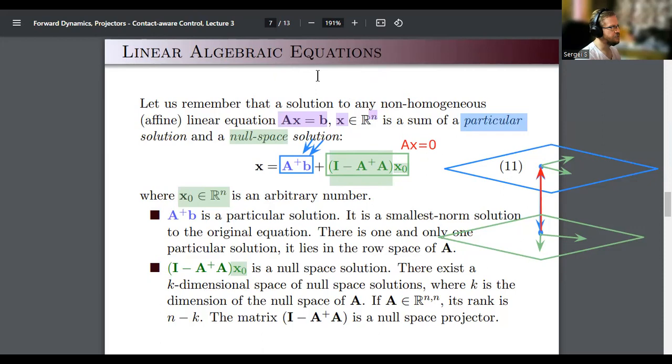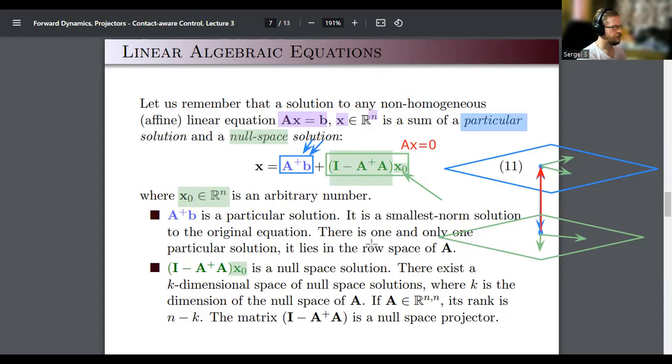With this form, the one downside is you can put infinitely many different x0 that will produce exactly the same null space solution. So this is not a good way to parameterize the solution, because infinitely many x0 will produce the same null space solution, because this projector squishes the dimensionality of the space, right? Rn is squished to the null space dimensions.